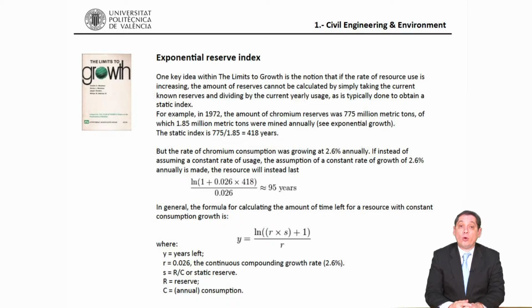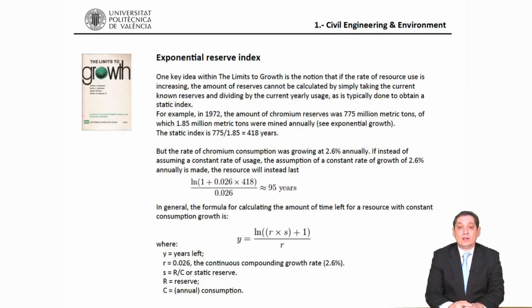But the rate of chromium consumption was growing at 2.6% annually. If, instead of assuming a constant rate of usage, the assumption of a constant rate of growth of 2.6% annually is made, the reserves can be calculated as the formula shows. We get then that the amount of chromium reserves will last only for the next 95 years.